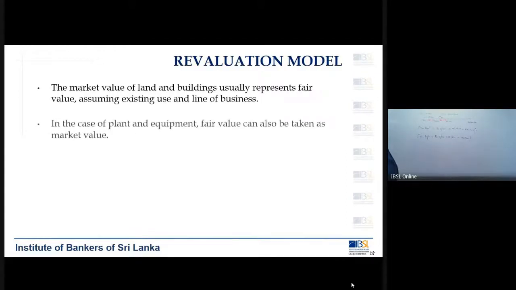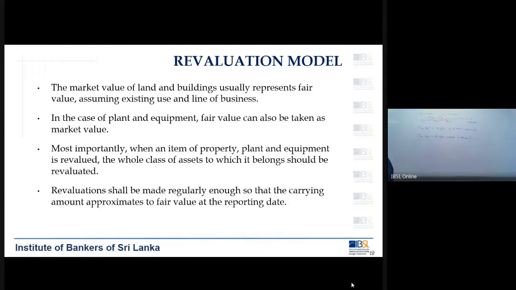Then we also looked at something called revaluation. I explained the revaluation last week. Revaluation is mostly applicable for land and buildings. Okay. So the market value of land and buildings usually represents the fair value assuming existing use and line of business. In the case of plant and equipment, fair value can also be taken as the market value. So for buildings, the values are highly volatile. Now the land prices go up, land prices come down, building prices go up, building prices come down.